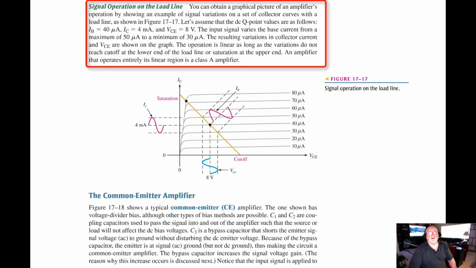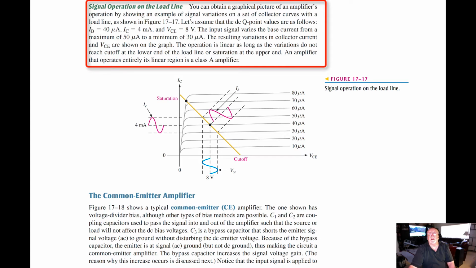So let's take a look at how we use these characteristic curves, these family of curves, to do the analysis and set up the bias on our transistor so that we get the proper amount of amplification without going into distortion. So we use, again, that load line representation where we look at what's going on between saturation and cutoff. You obtain a graphical picture of an amplifier's operation by showing an example of signal variations on a set of collector curves with a load line.